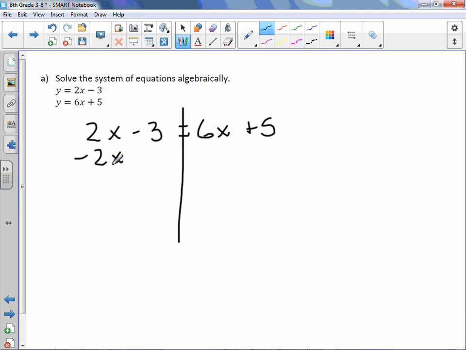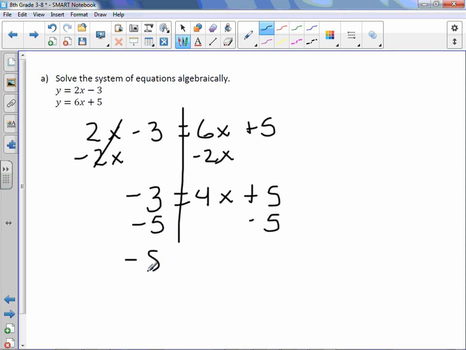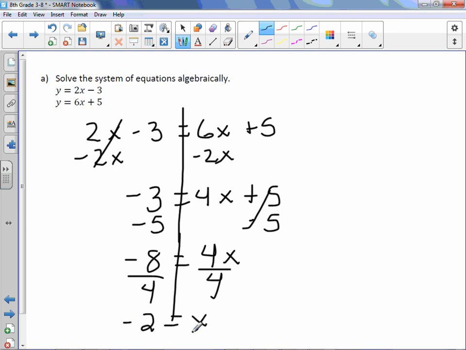Subtract 2x from both sides. You get negative 3 equals 4x plus 5. Subtract 5 from both sides. You get negative 8 equals 4x. Divide by 4. You get negative 2 equals x. So that's the first part.